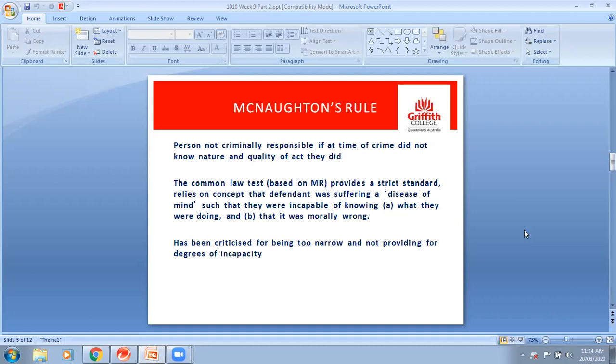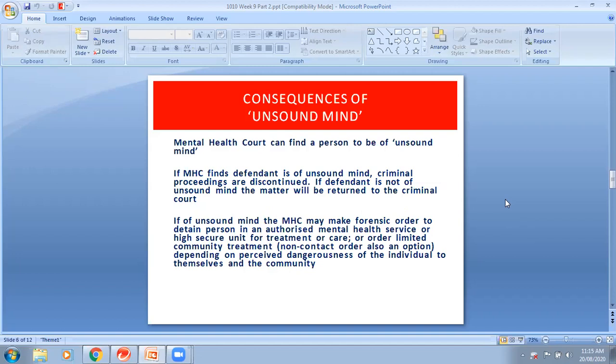So it is about the concept that the defendant was suffering a disease of mind, incapable of knowing that what they were doing was wrong and that it was morally wrong. It has been criticised for being too narrow and not providing for degrees of incapacity. So what are the consequences? Well, a person can be found to be of unsound mind. The proceedings can be discontinued. And if they're not unsound, then the matter will be returned to the criminal court.